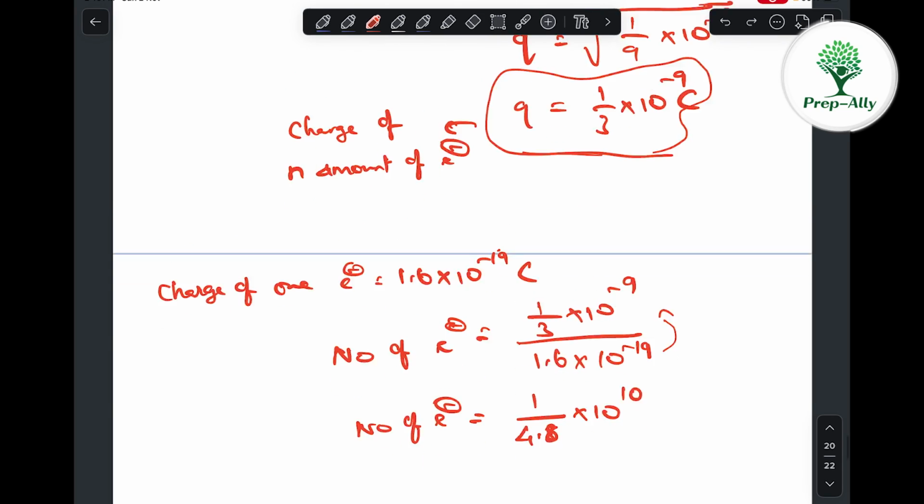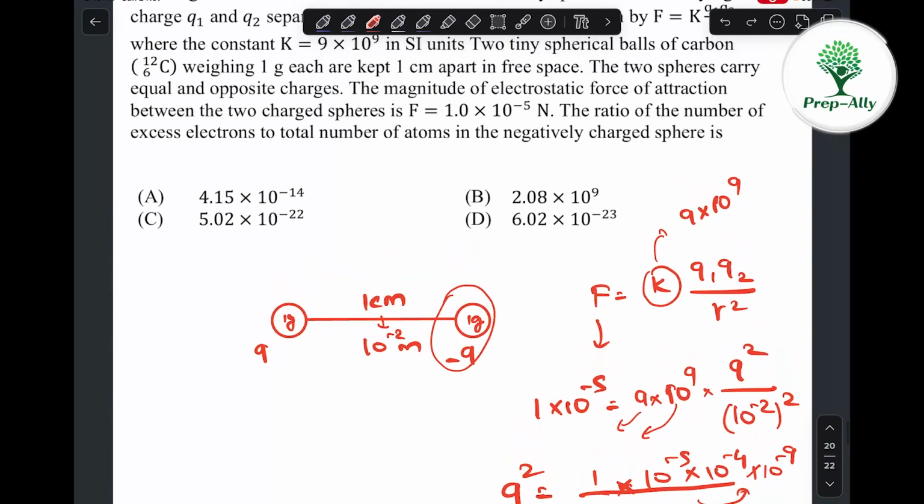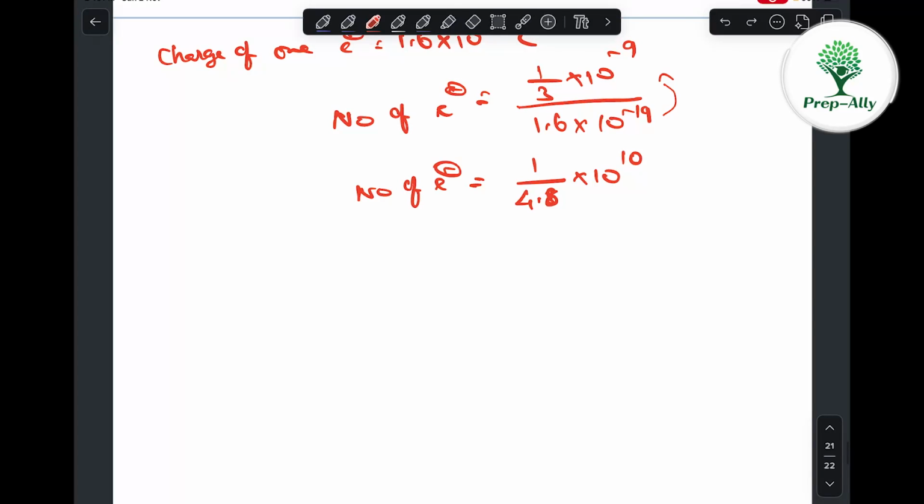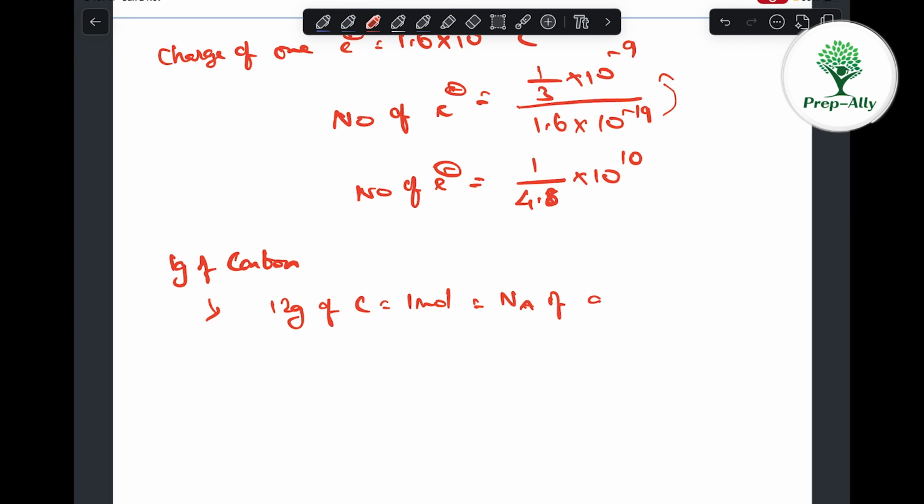Now we are going to convert that. What about 1 gram of carbon? So for 1 gram of carbon, I know that 12 grams of carbon equals 1 mole, which equals Avogadro's number of atoms of carbon.